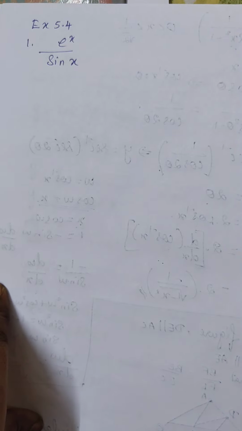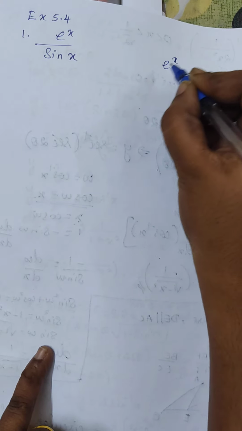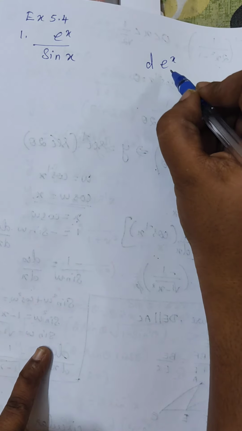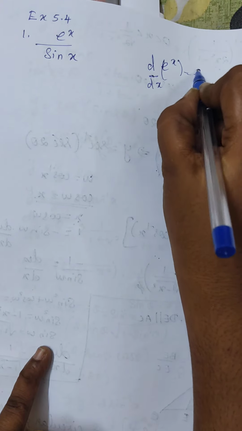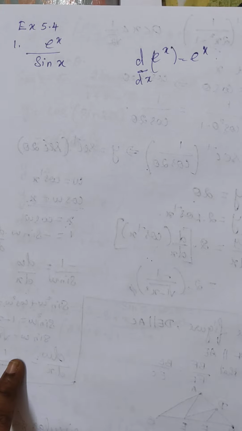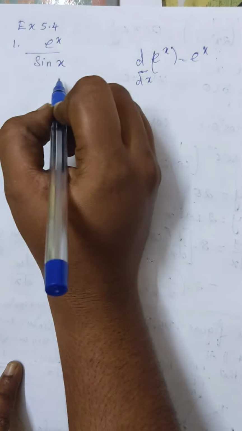We will discuss problem number 1 of exercise 5.4. In exercise 5.4 we have expressions related to the exponential function e power x. In theorem 5, the derivative of e power x is given as e power x. So the derivative of the exponential function won't change. Now we will differentiate this function with respect to x.